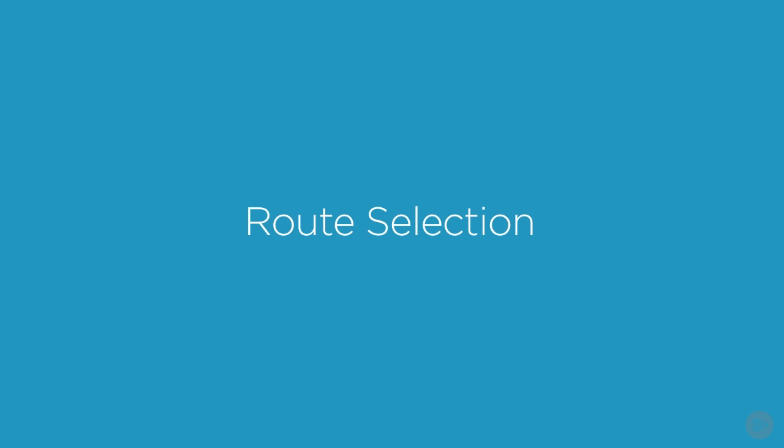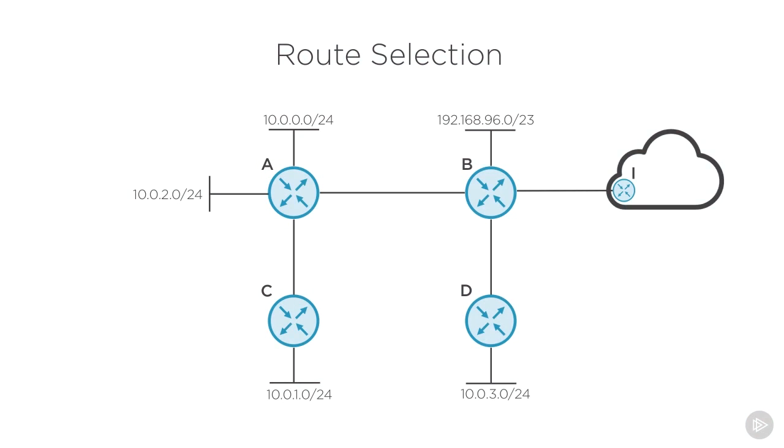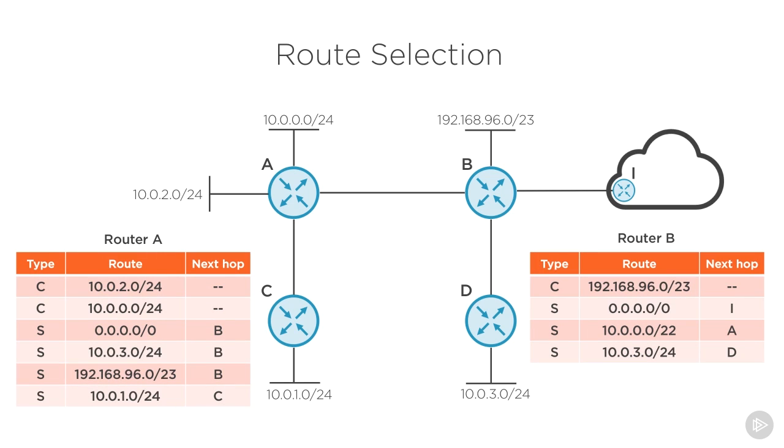Now that we've reviewed how we do route summarization, let's take a look now at how routers choose which route to use for a specific destination IP address of a packet. Here I have a small network with 5 routers. One is out on the internet there in the cloud, router I, and then we have routers A, B, C, and D here. We're really just going to take a look at router A and router B's routing table to find out how a message is going to get routed using these tables.